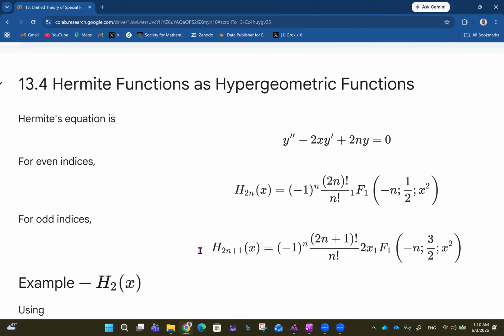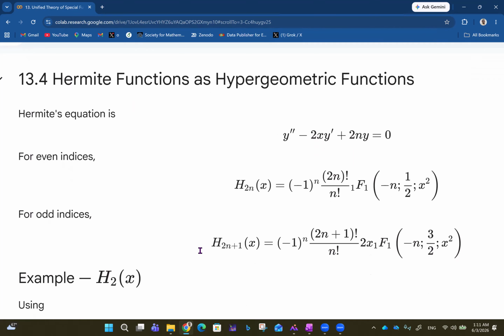Then we have the Hermite functions as hypergeometric functions. So don't forget the underlying thing is that we're talking about the unified theory of special functions, and we have seen that the hypergeometric function is more like the overarching function representing all of them. Each of the other special functions is just a variant, a special case of the hypergeometric functions, when you just tweak some parameters.